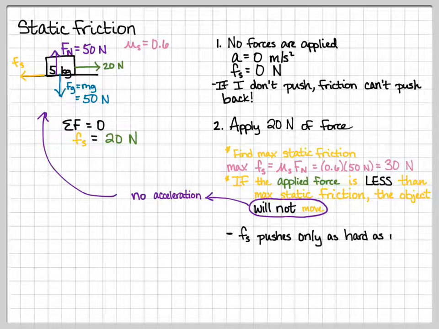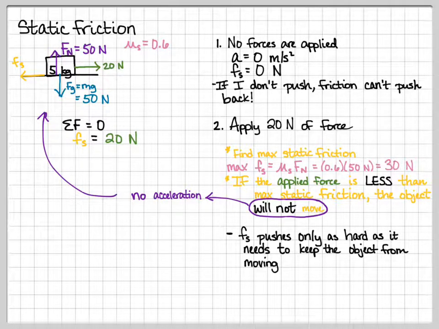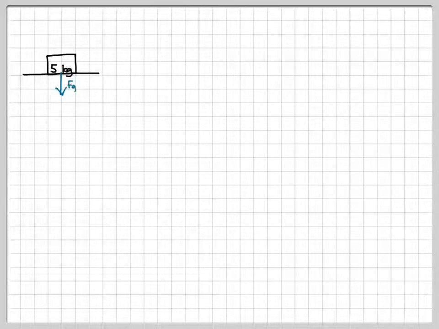So notice that it didn't push with all of its possible 30 newtons. That would be kind of weird. I push on the block with 20 newtons and suddenly the block pushes back on me with 30 newtons and knocks me over. That doesn't happen. Static friction pushes only as hard as it needs to keep the object from moving. It doesn't need to push any harder than that, otherwise the object would bounce back and hit me in the face. Thank God that does not happen. So, we have seen what happens when our applied force is less than the maximum static frictional force.